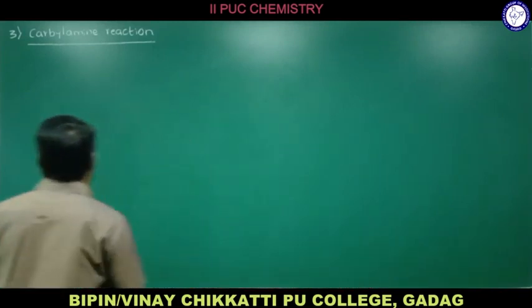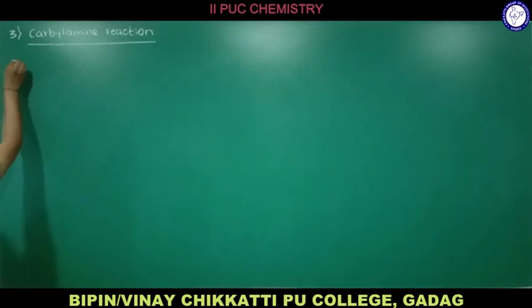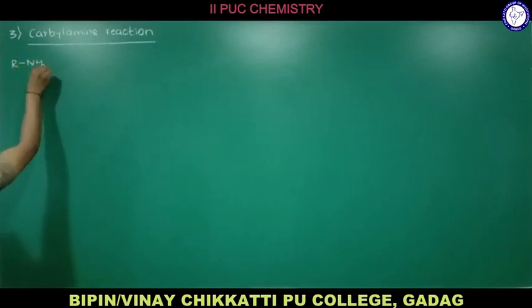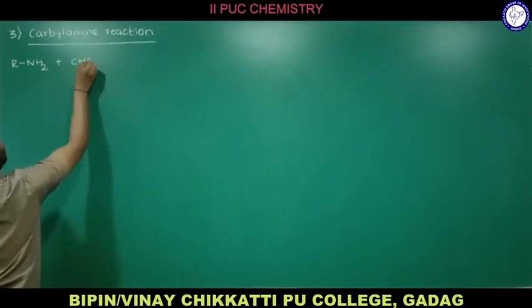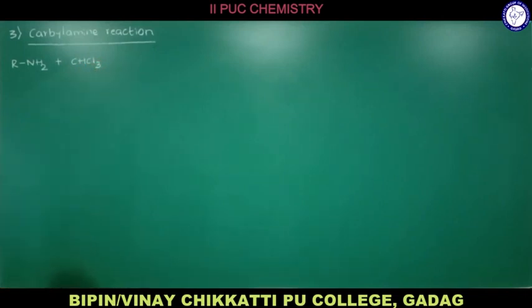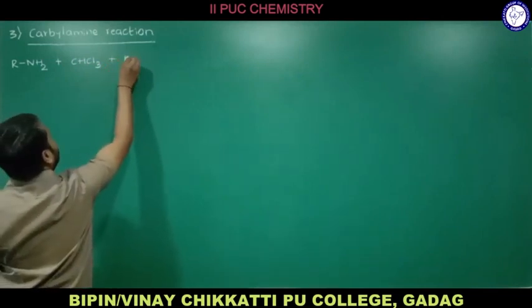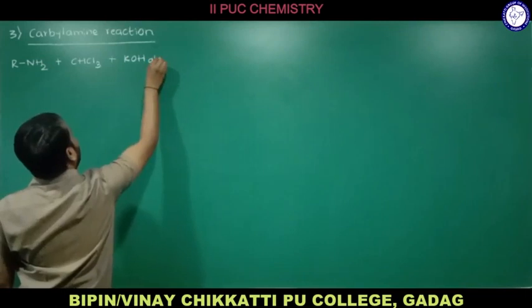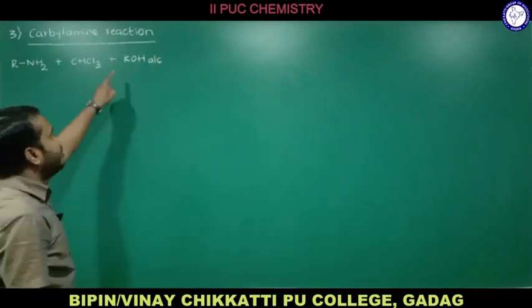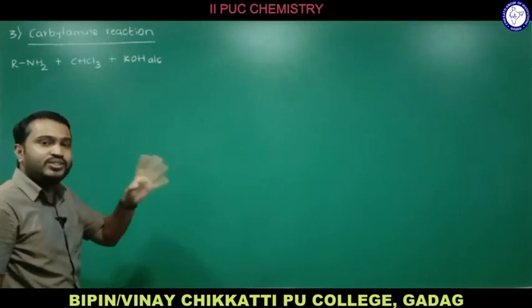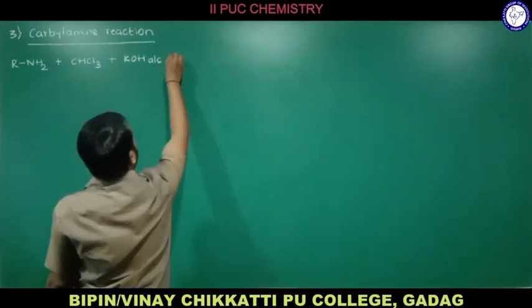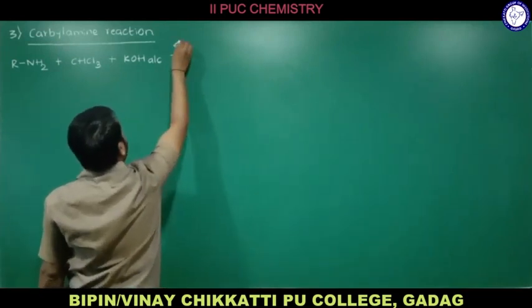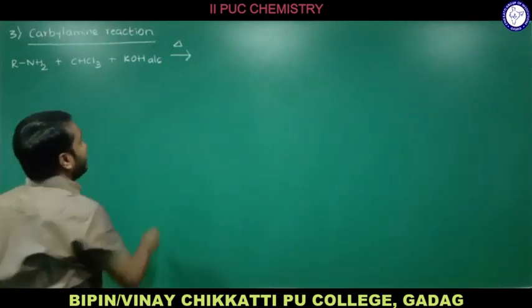Let me write the reaction of that one. As I said, you need to consider a primary amine, so RNH2. This may be aliphatic or aromatic. That reacts with chloroform. The formula is CHCl3, chloroform, or I can consider it as trichloromethane. And one more, that is alcoholic potassium hydroxide. Potassium hydroxide is a crystalline solid that has to be dissolved in ethanol, so that we get alcoholic potassium hydroxide. When all these three are heated, remember that only after heating the reaction proceeds.